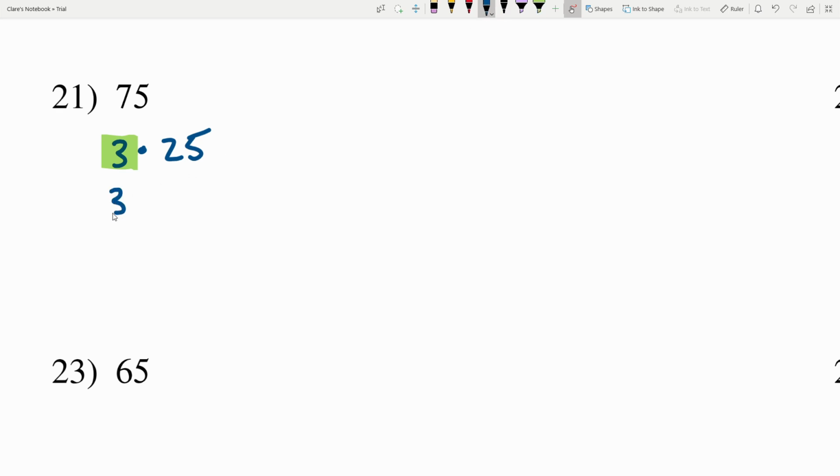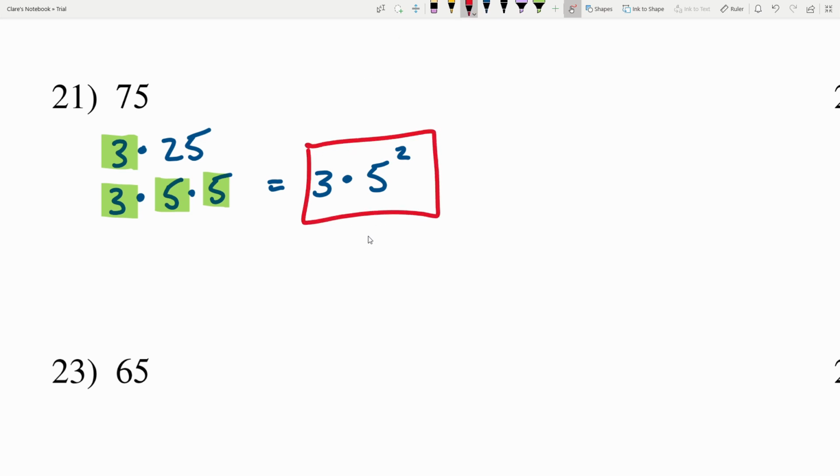So I'll rewrite my 3, and that will be multiplied by, what's the smallest prime number that goes into 25? That's going to be 5. 5 times 5 gives me 25. So here I have my prime factorization, which is 3 times, there's two 5's, so that's 5 squared. That's because 3 is prime and 5 is also prime, and I have two 5's, so that's 3 times 5 squared.